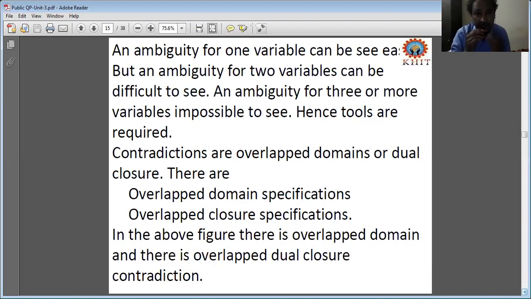Similarly, an ambiguity for one variable is easy to see, but an ambiguity for two variables can be difficult to see. An ambiguity for three or more variables is impossible to see, hence tools are required. Contradictions are overlapped domains or dual closure. There are overlapped domain specifications and overlapped closure specifications. In the above figure, there is an overlapped domain and there is an overlapped dual closure. Contradiction.